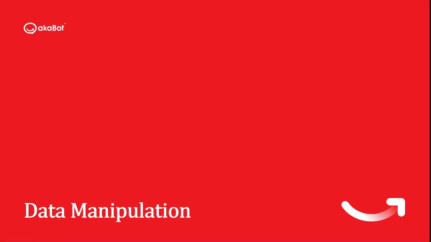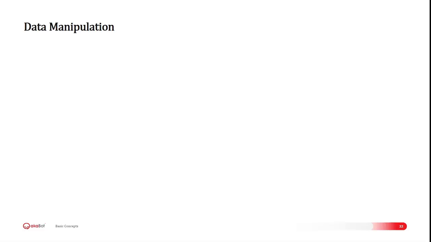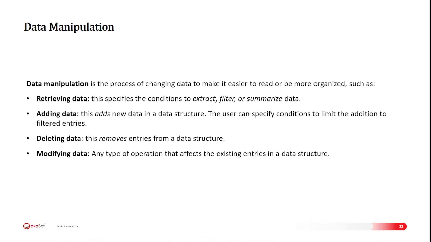Let's now shift our focus to data manipulation, which is all about transforming information to make it more organized and easier to work with. Data manipulation involves several key operations. First is retrieving information. This refers to extracting specific entries based on certain conditions. You can filter, summarize, or pull out information that meets particular criteria, making it easier to process.